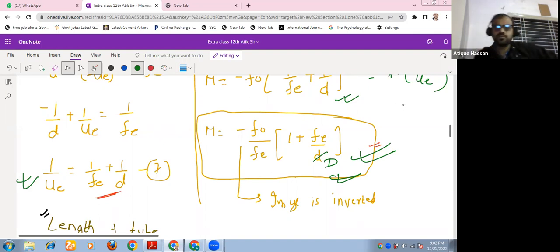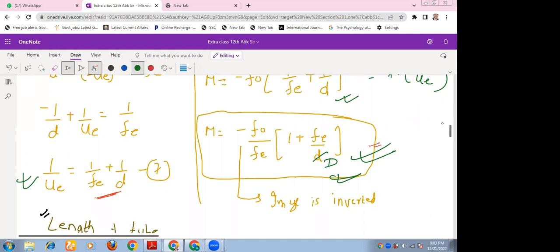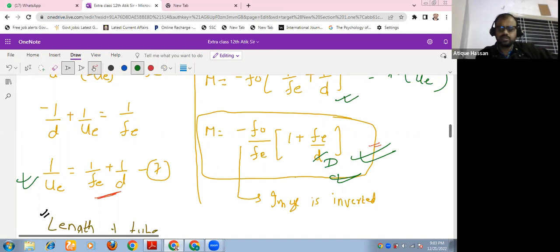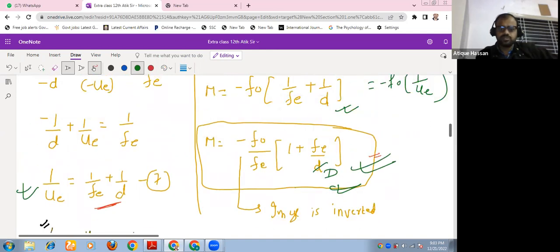So the final formula for magnifying power is minus f naught by fe, into 1 plus fe by D. So anyone having any doubt till now? Please ask. No, sir. So you practice this formula by doing the questions, you will remember. It is very useful to remember the formula because most of the times you will be given the objective focal length and the eyepiece focal length, and you will have to find the magnifying power.